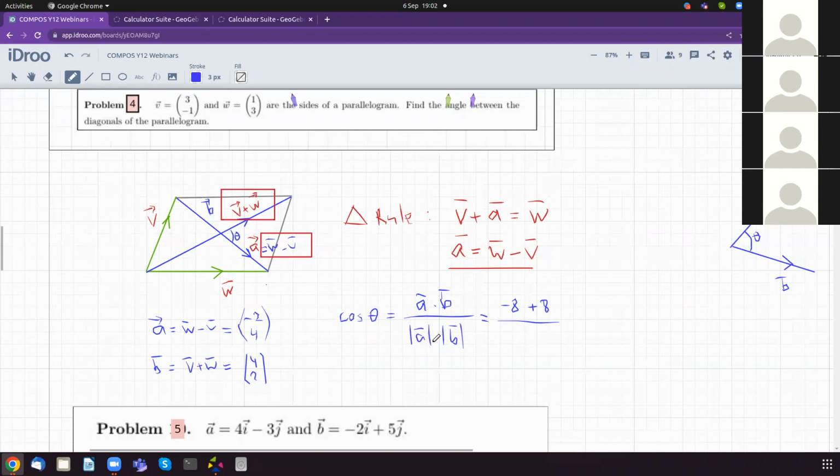And we'll calculate modulus of A. Modulus of A is 2 squared plus 4 squared, so that's 4 plus 16. That's square root of 20. And B is in fact also square root of 20. But this is 0, obviously, because minus 8 plus 8 is 0. 0 divided by anything is 0. And theta is arc cos of 0, and it is equal to 90 degrees. So you get a very similar problem in your assignment, almost identical.